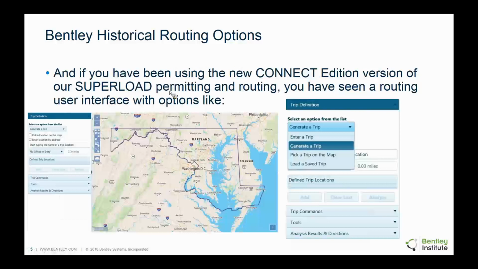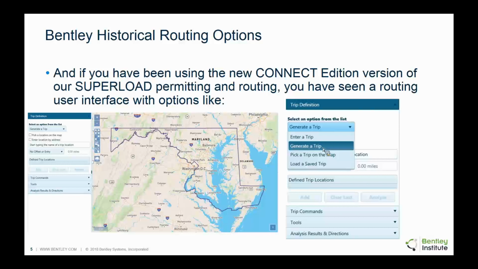The previous Connect edition of SUPERLOAD, we're looking at it here, had similar options. Enter a trip is similar to the ARPS version where you're typing junction to junction, key points, mile points, cities, and states. Generate a trip, that's the auto routing where you give it an origin and destination, and the system will find you the best route for your truck that avoids bridges, restrictions, everything as much as possible. It'll give you that route.